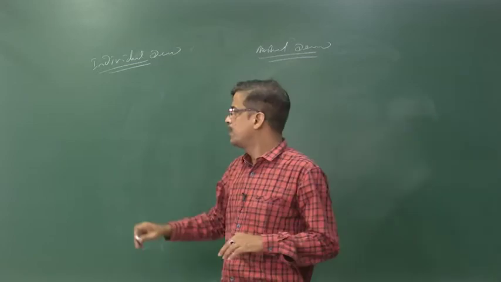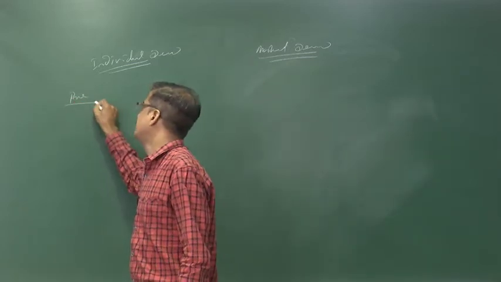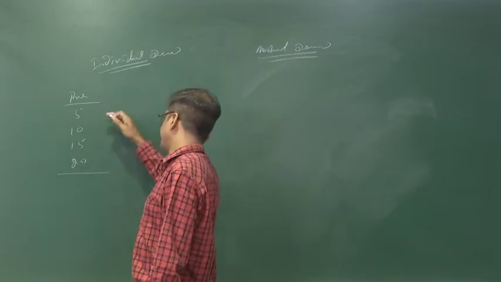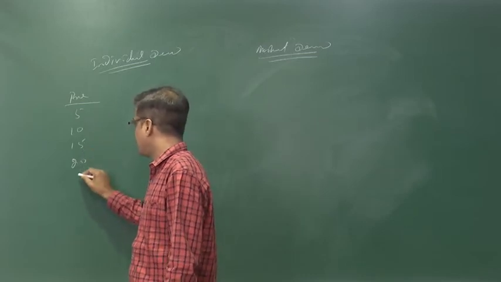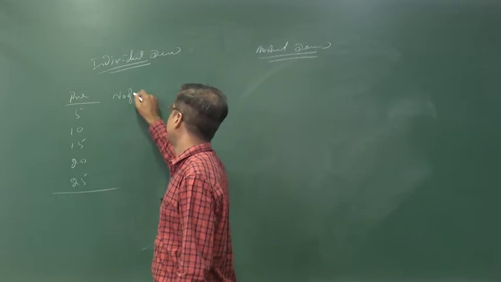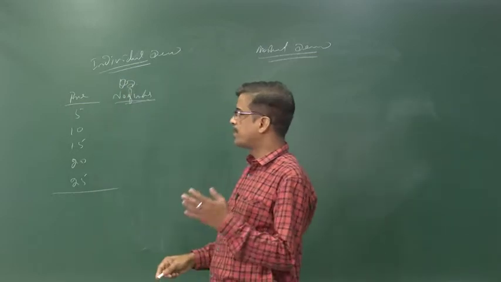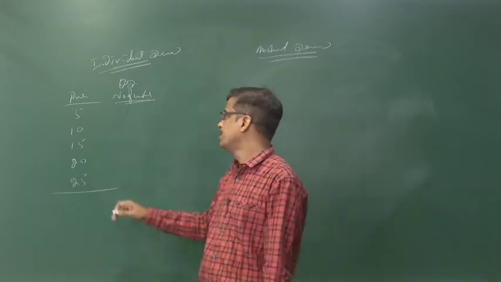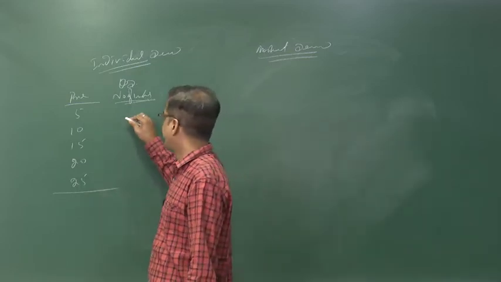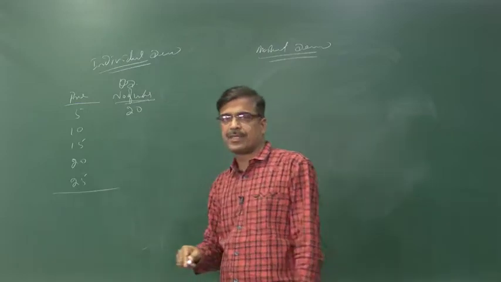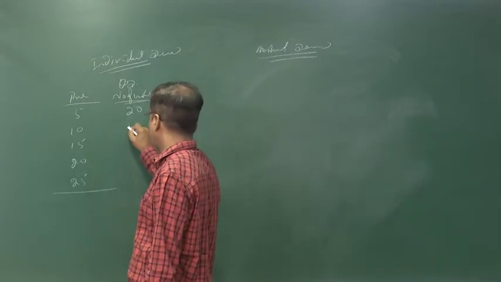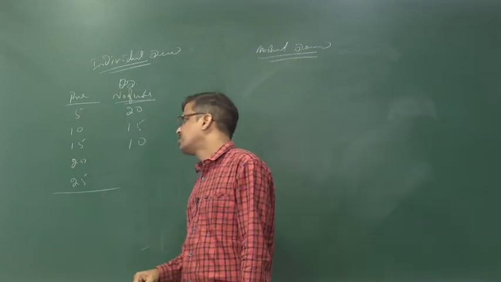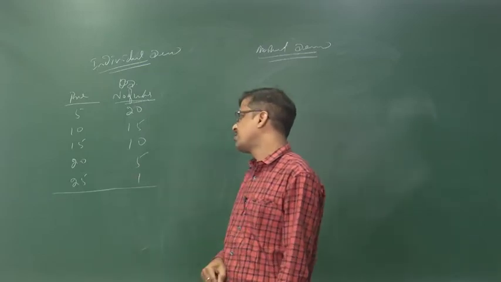Let us say the price is given to you as 5, 10, 15, 20. The number of units we take as 5, 10, 15, 20 and 25. That is the quantity demanded of that particular product, right. Let us say this is the price of ice cream per piece. If the price of ice cream is 5 rupees, you consume 20 units of it. If the price increases to 10, you purchase 15 units of it. If it increases further to 15 rupees, you consume 10 units of it. If it increases further, you consume 5, and at 25 you are consuming only 1.